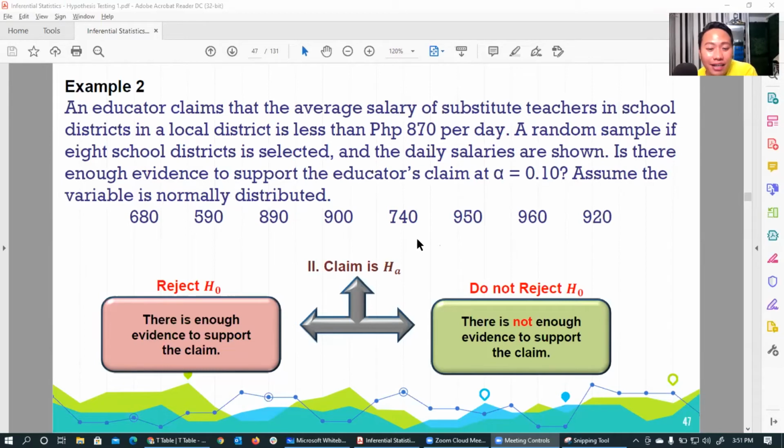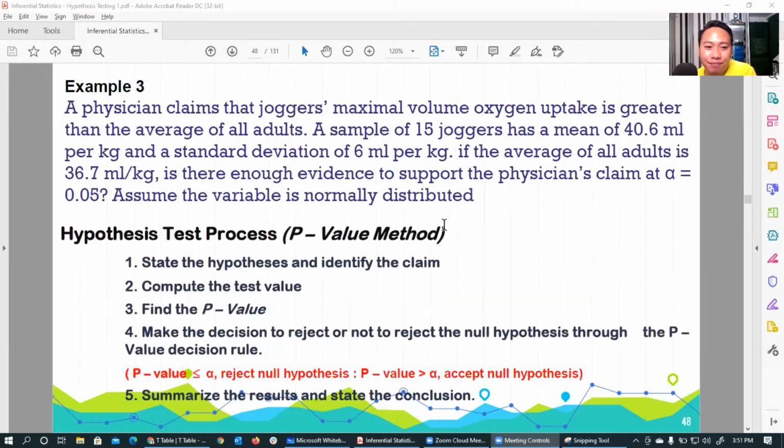All right, so let's have the p-value method. A physician claims that joggers' maximal volume oxygen uptake is greater than the average of all adults. A sample of 15 joggers has a mean of 40.6 ml per kilogram and a standard deviation of 6 ml per kilogram. If the average of all adults is 36.7 ml per kilogram, is there enough evidence to support the physician's claim at alpha 0.05? Assume the variable is normally distributed.